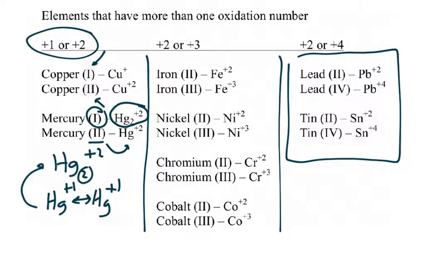Now this system of using Roman numerals is the stock name system. There is an older system called the classical system that uses Latin derivatives. We're not going to go over that system here. We're only going to go over the stock naming system, which utilizes these Roman numerals.